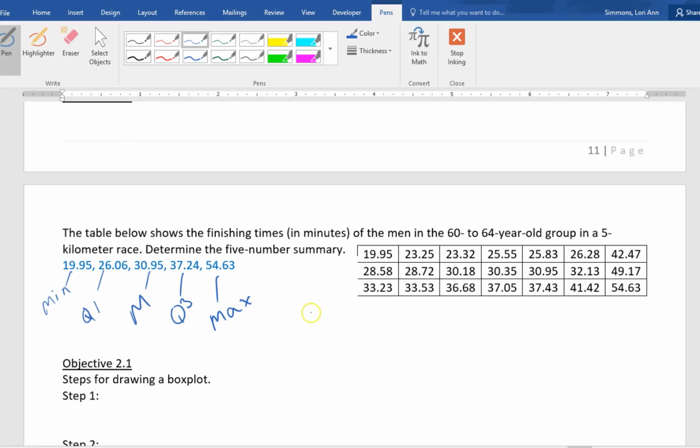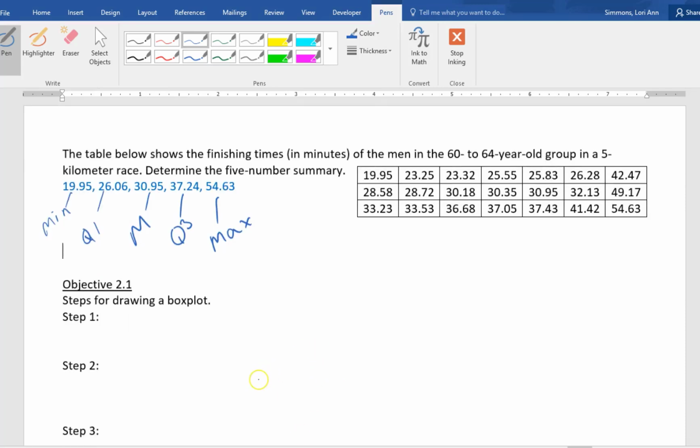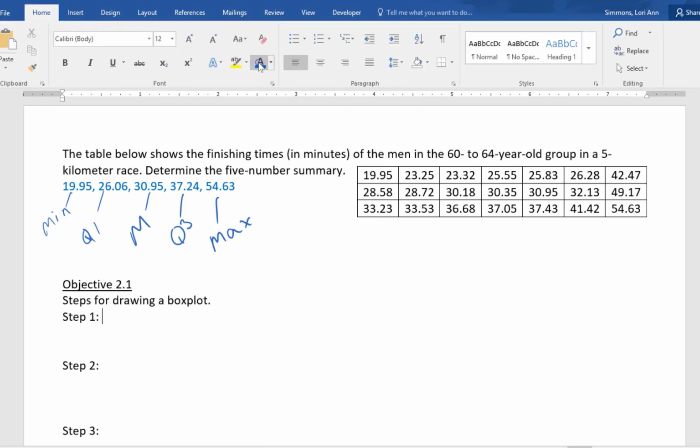Now that we have that, let's move on to steps for drawing a box plot. Step 1, determine the lower and upper fences. Step 2, draw a number line long enough to cover min and max.